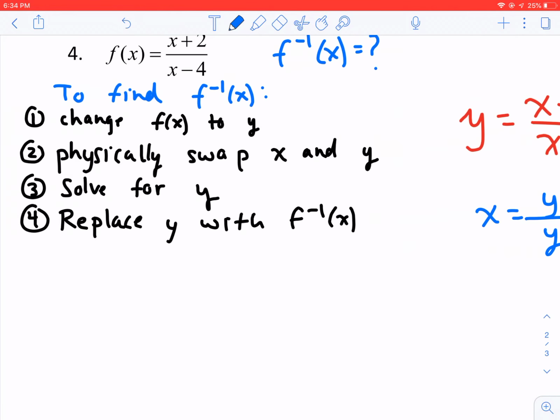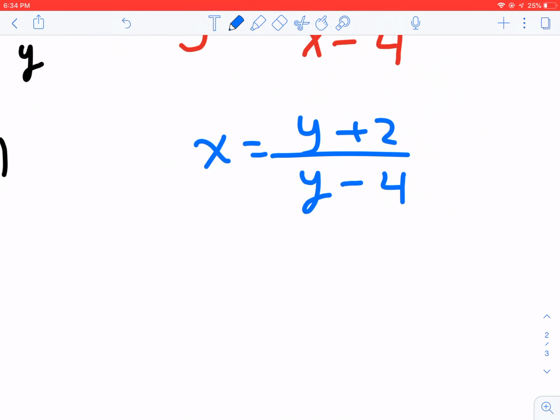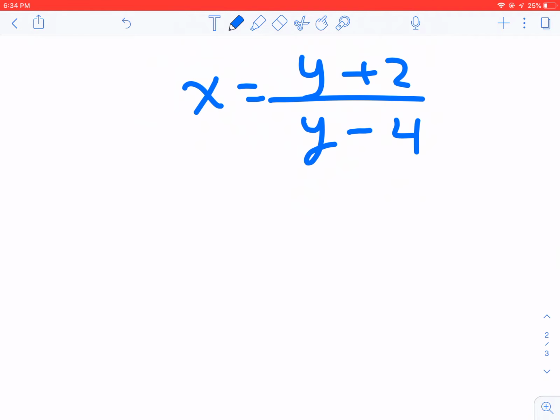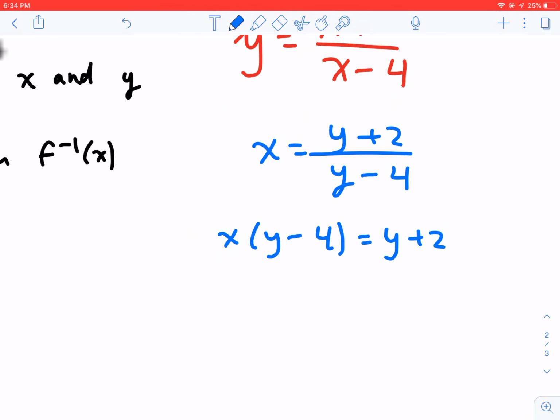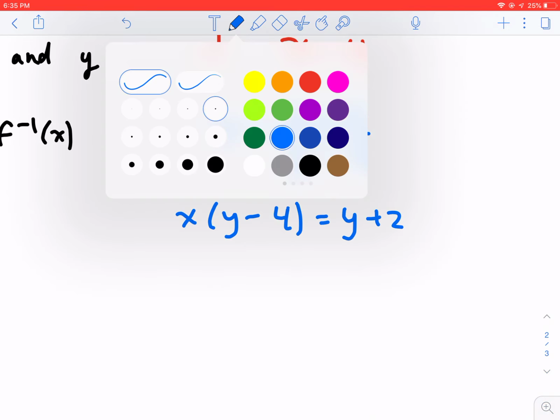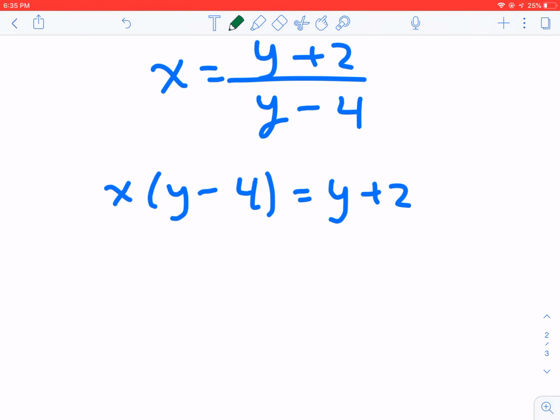All right, step 3, solve for y. So I have y in two places here. Hopefully you remember you can't divide or do anything weird like that. So I'm going to cross multiply first. X times y minus 4 equals y plus 2. All right, and why don't you guys take a minute and pause the video, see if you can finish solving for y now.